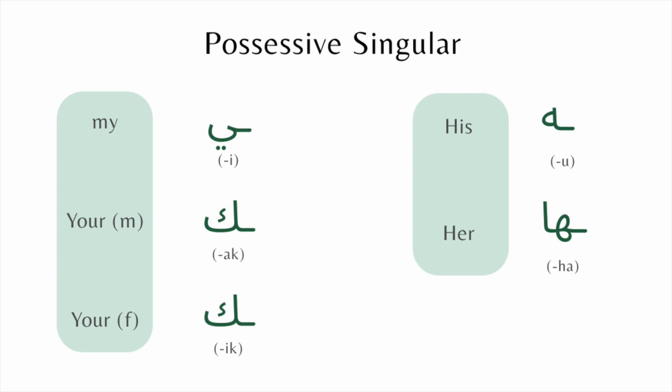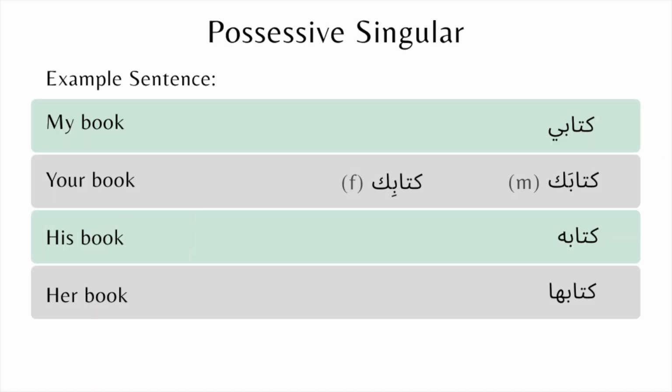For my, the suffix is e. Your masculine is ek. Your feminine is ik. His is u. Her is he. Let's put these suffixes into example sentences.